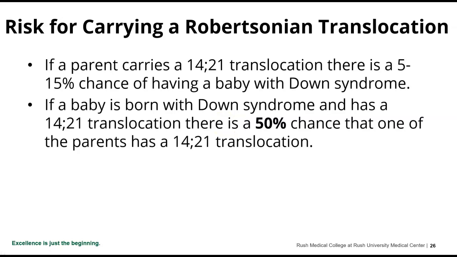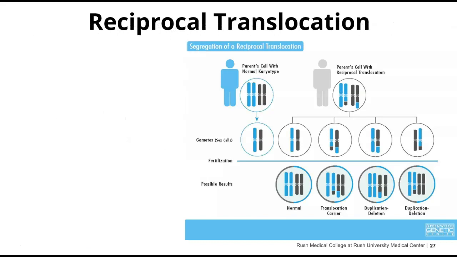If the baby is born with Down syndrome and has a 1421 translocation, there's only a 50% chance that one of the parents carries it. It could have occurred in the sperm that made that child. So when we see a baby with a 1421 translocation, we first have to do the parents' chromosomes before we run to the conclusion that they're carriers. Now that is a special translocation, Robertsonian, between 2 acrocentric chromosomes. The next thing I want to talk about are reciprocal translocations.